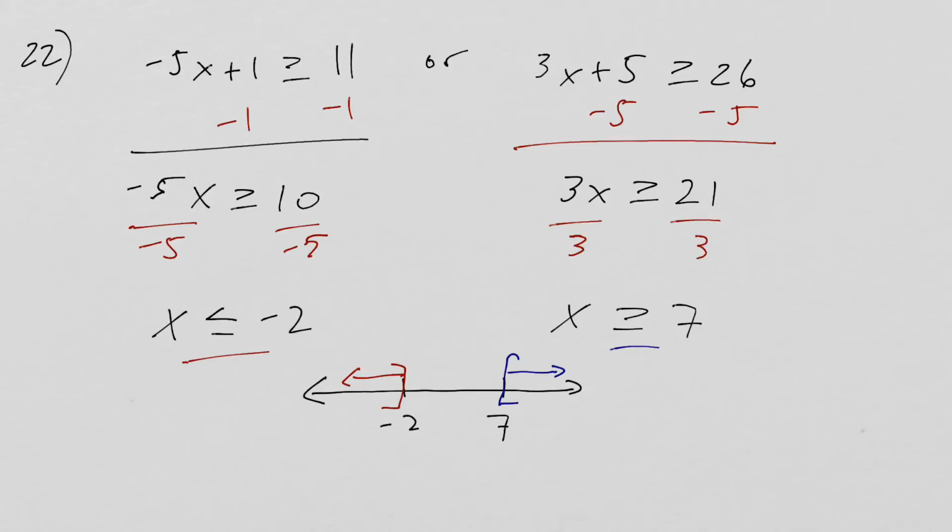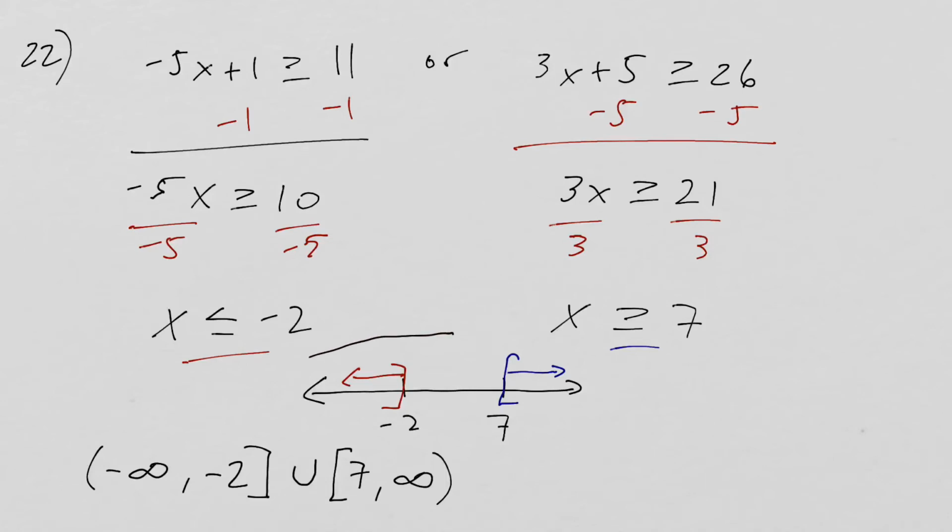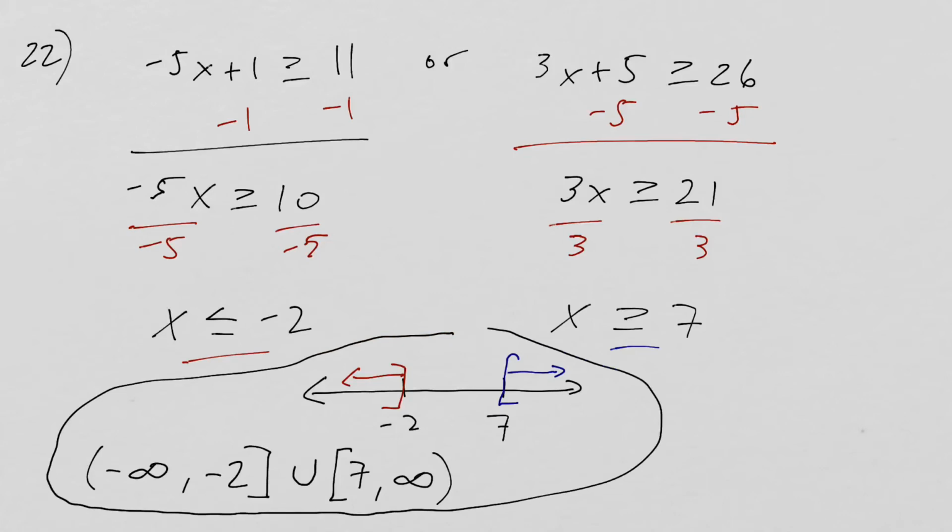So in interval notation, I include the lower interval, which is negative infinity to negative 2, bracket, and I union this, that's the "or," with bracket 7 to infinity. And infinity always gets a parenthesis. So that's the graph, and that's the interval notation for this problem.